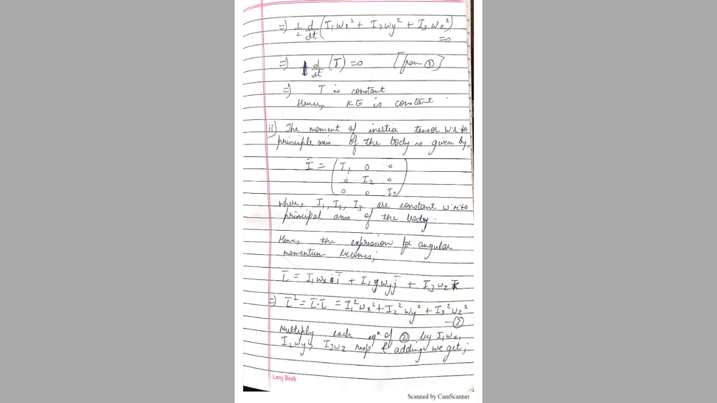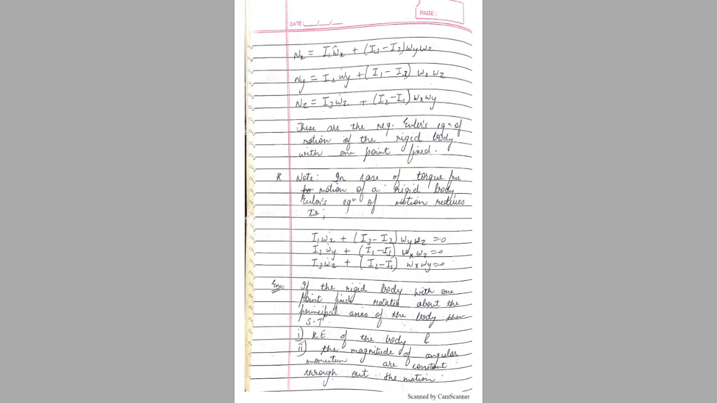In the same manner, the next thing that I have to prove is that the magnitude of angular momentum is constant. You know that angular momentum L is equal to I double dot into omega bar. This we have already proved. What is I double dot? I double dot is the moment of inertia tensor, and omega bar is the angular velocity.